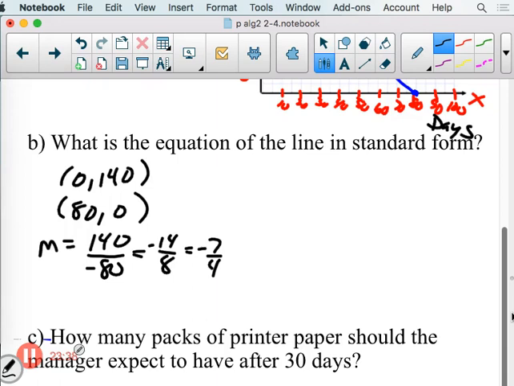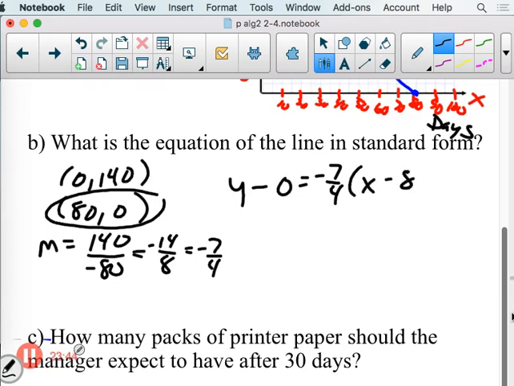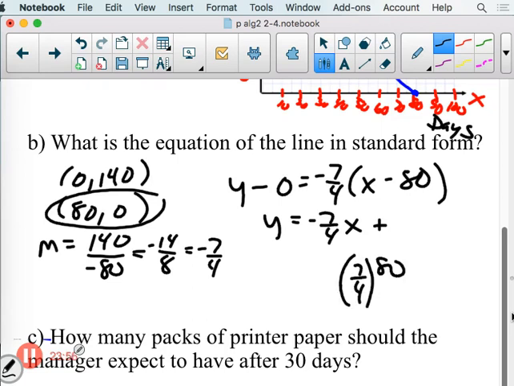I'm going to go with this one. y minus 0 equals negative 7/4 times x minus 8. They're both kind of nice because they have the zeros in there. So y equals negative 7/4 x, and then we need to figure out plus 80 times 7/4. Slap a 1 under there. Do a little cross reducing. How many times does 4 go into 80? So 7 times 20, 140.